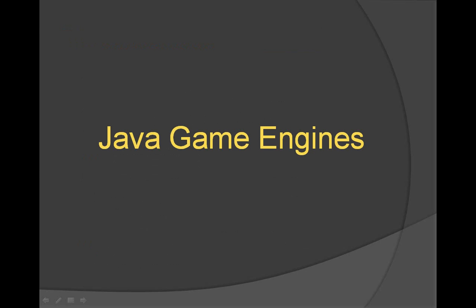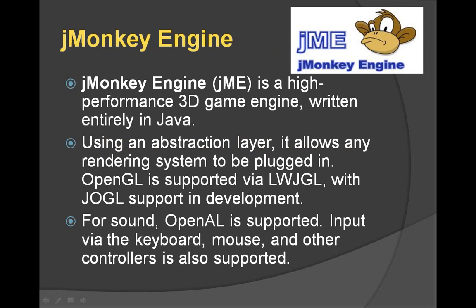Now let's see what other Java game engines are available. The JMonkey engine. The JMonkey engine is a high-performance 3D game engine written entirely in Java. Using an abstraction layer, it allows any rendering system to be plugged in. OpenGL is supported via LWJGL with JOGL support in development. For sound, OpenAL is supported. Input via the keyboard, mouse and other controllers is also supported.